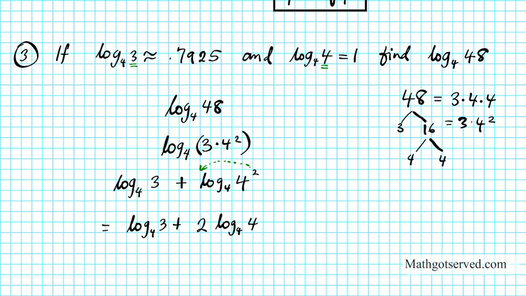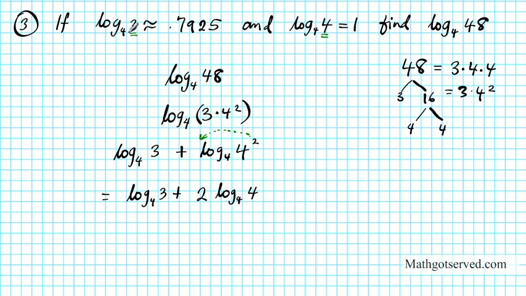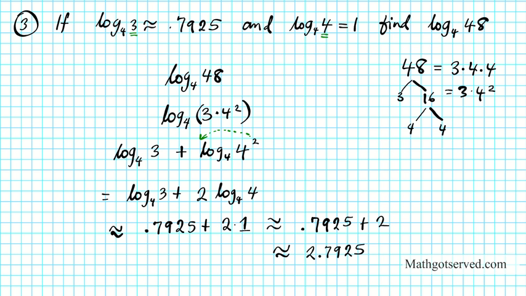Now we can substitute their approximate values. Log base 4 of 3 is 0.7925 plus, we have a 2 here, log base 4 of 4 is just 1. So this logarithm is approximately 0.7925 plus 2. The final answer is 2.7925. Alright, so that's the approximate value of log base 4 of 48. So there you have it.